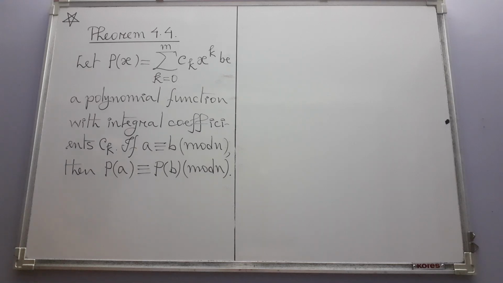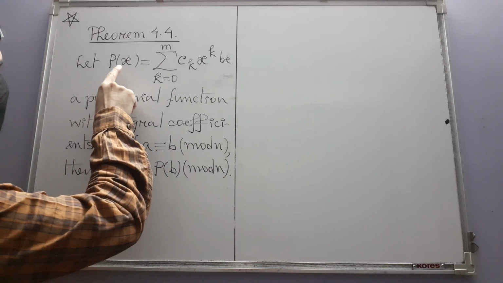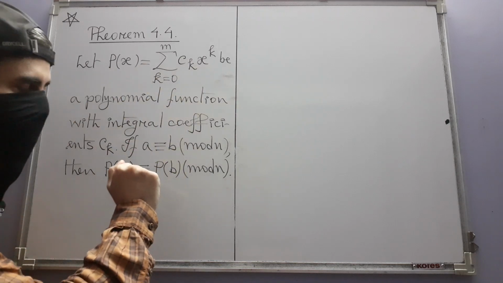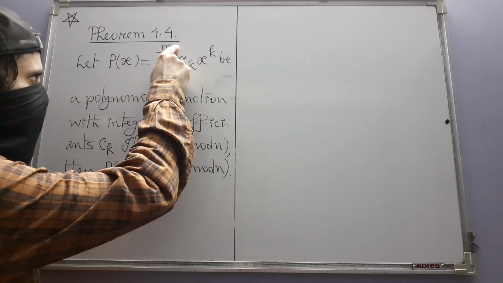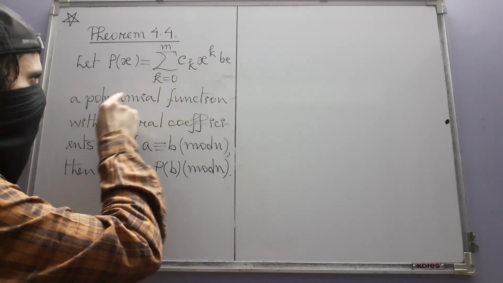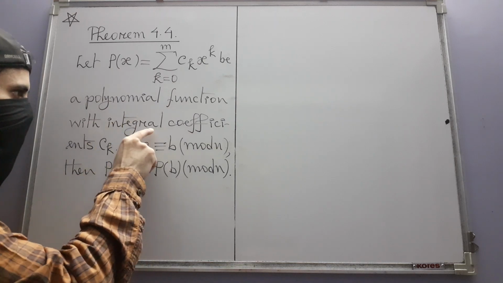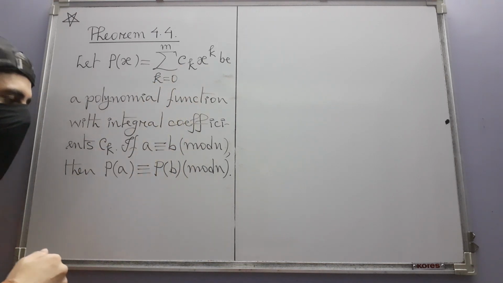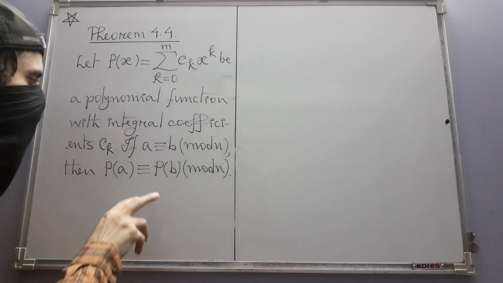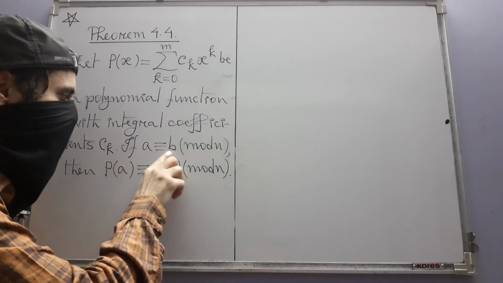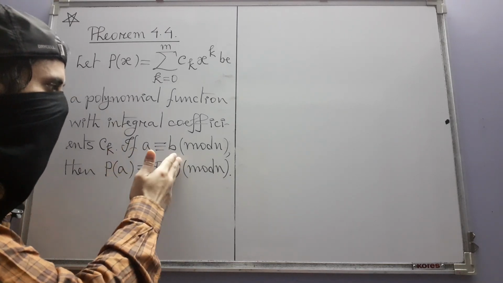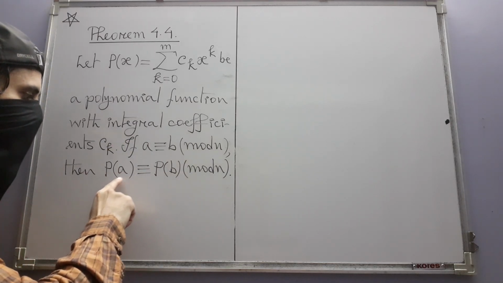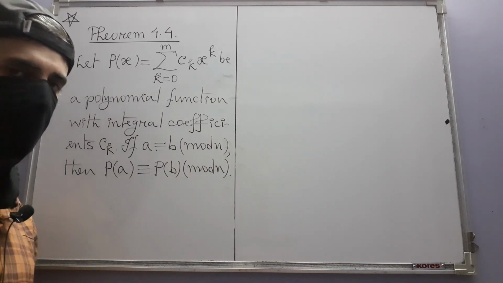What this theorem says: we have a polynomial function P of x, which of course is going to look like this, where m is a non-negative integer, and it's a polynomial function with integral coefficients c_k. These coefficients c_k are all integers. Now if a and b are two integers that are congruent to each other modulo n, then P of a is congruent to P of b mod n.